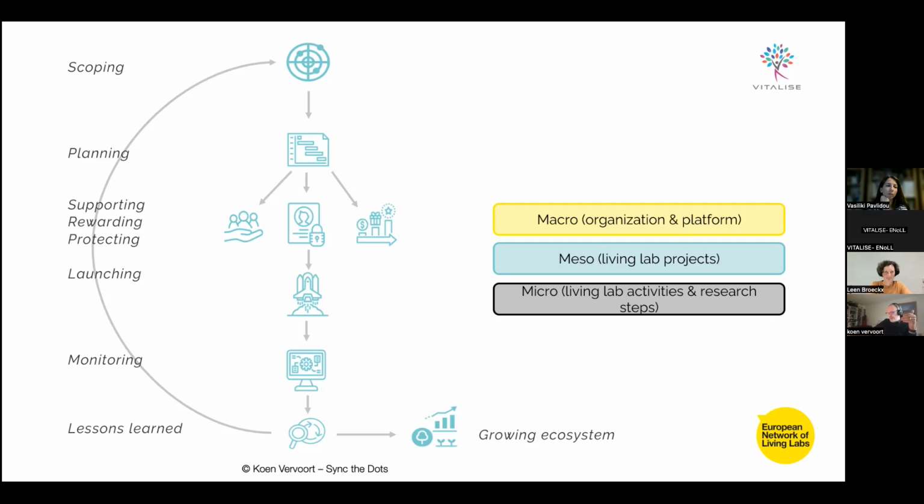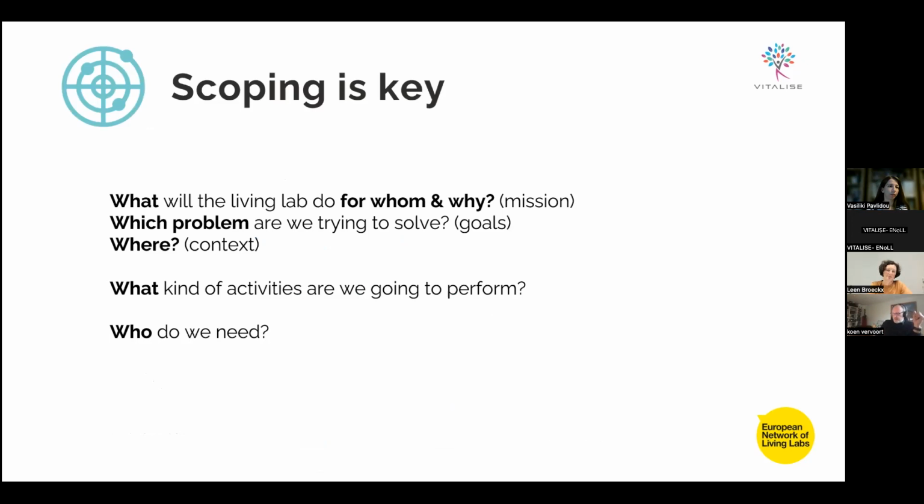But before you start doing something, you need to scope what is actually going on, what is expected, what we need to do, and then the planning comes from it. The supporting, the engagement, and the rewarding and the protection come next, and only then should you launch your activity or your project or your living lab towards the users, in this case most of the time. And there is no use in doing it while you don't monitor what you are doing, because you can learn from doing, and those lessons learned you take back to the next scoping of an activity, the next project, the next phase of a project, or the next strategic activity of the living lab. And if you have done these circles a few times, you will see that your ecosystem as a living lab will grow organically. So if you go to the next slide, scoping is key.